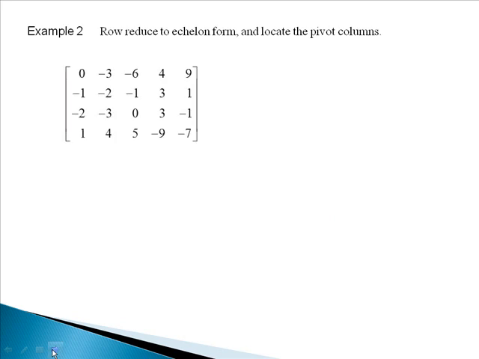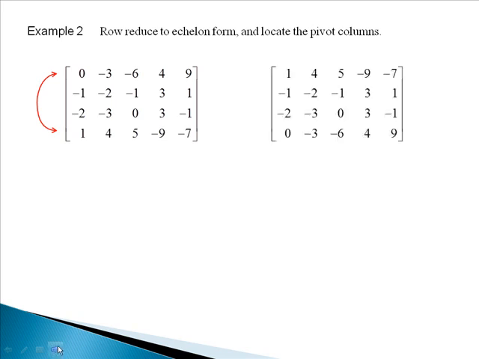Example 2, we want to row reduce to echelon form and then locate the pivot columns. So here's our matrix, and the first thing that we're going to do is interchange rows 1 and 4. That will give us a leading 1 in the first row. And so now this is our pivot. So that means that this is our pivot column.